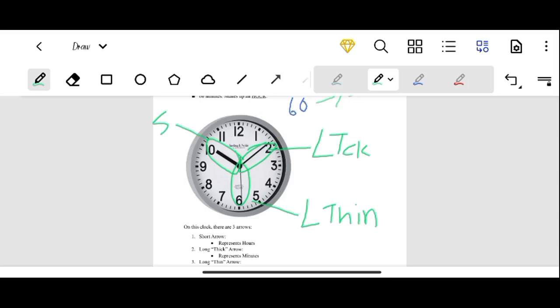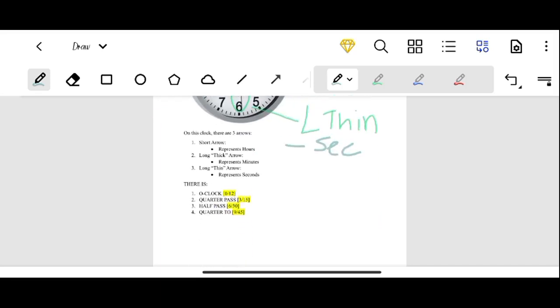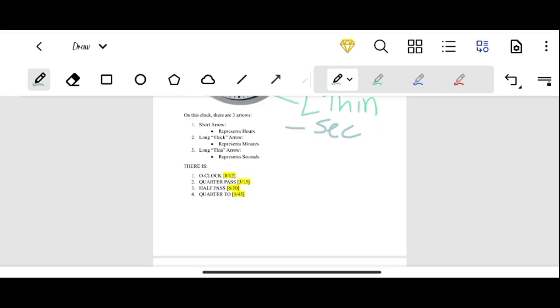Each and every arrow has its own role. This one represents minutes. The long thin one represents seconds. The short one represents hours. I hope this is making sense. Okay, I want us to also look at the following. What you have to note is that we have what we call o'clock, quarter past, half past, and quarter to.